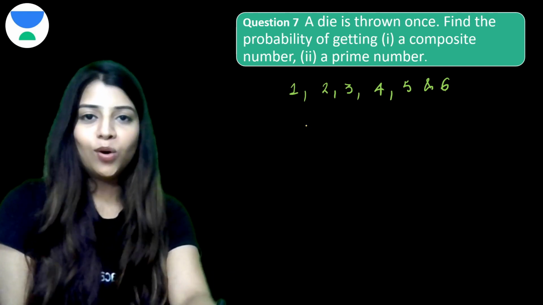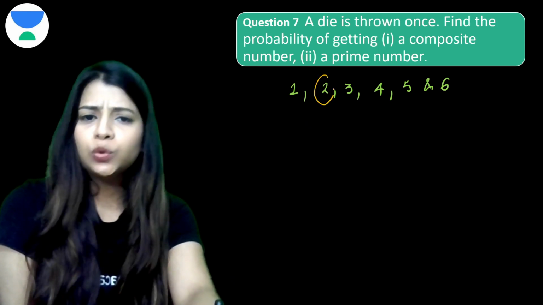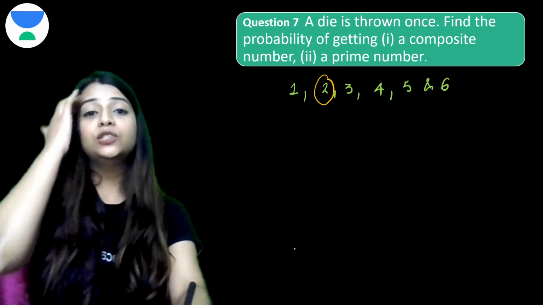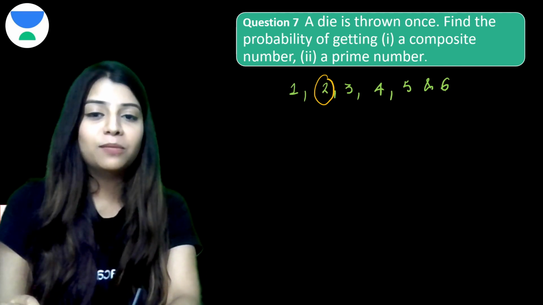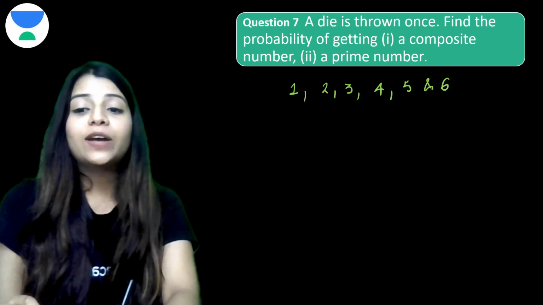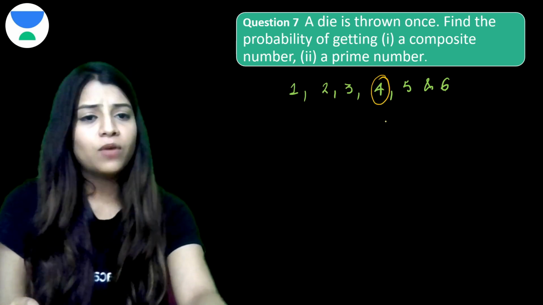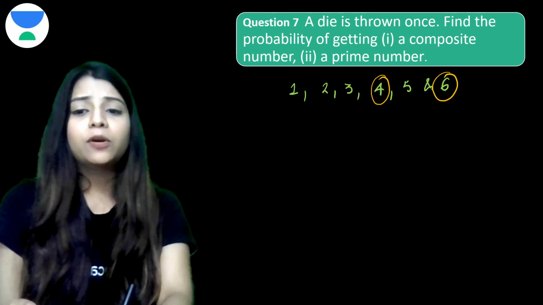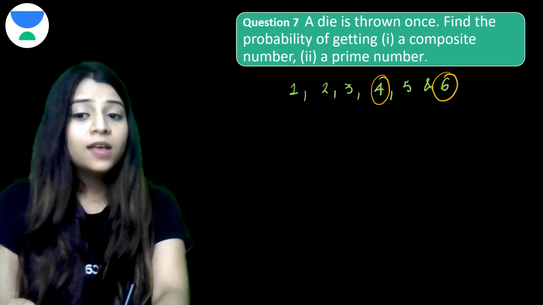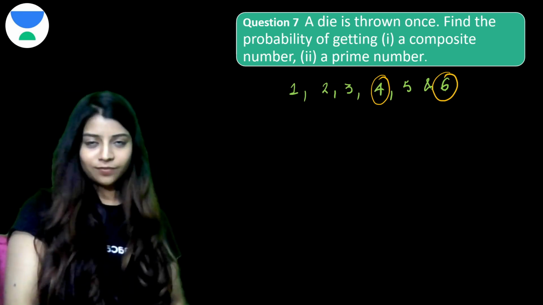So 1 is neither prime nor composite, so I'll skip it. I will not choose 2. This is a prime number, that will be for the second part. All right, I have to choose composite numbers. So here we have 4 as a composite number, right? And we have 6 as a composite number because 4 has 2 as a factor, and 6 has 3 as a factor, right?